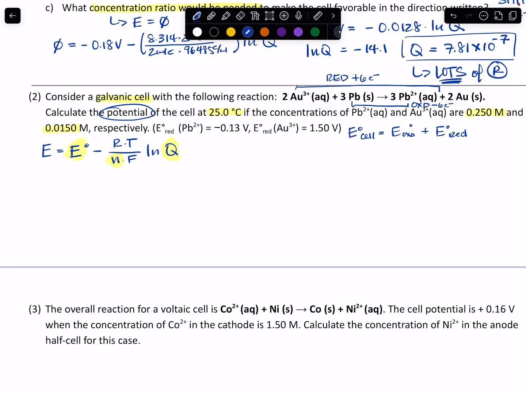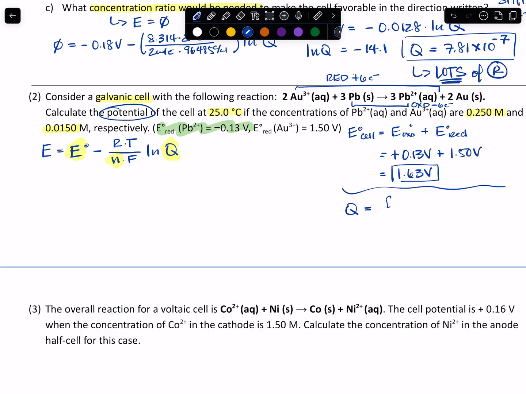That means when we look at our reduction potentials that were given in the problem, we need to take lead's reduction potential and make it an oxidation. So plus 0.13 volts plus 1.50 volts. So we're going to have an overall standard cell potential of 1.63 volts. So we're going to need that. Next up, Q.